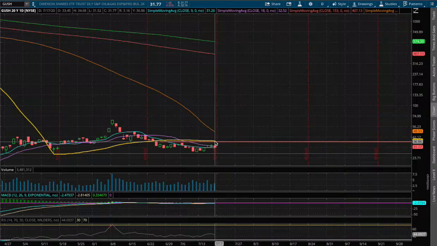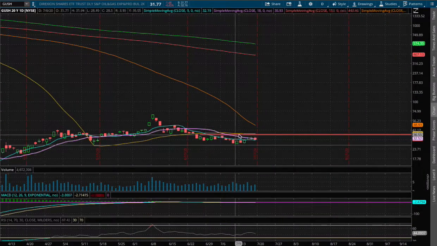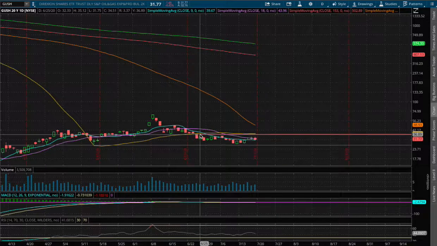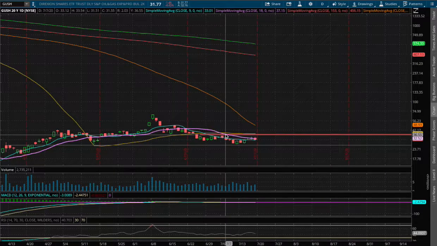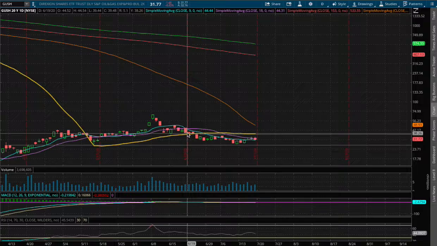We have the resistance that coincides with the 50-day moving average, this yellow line, and that is around a price of $37.22. And we have it coincide with previous resistance that dated back all the way to July 1st and past support levels that dated back to June 19th.